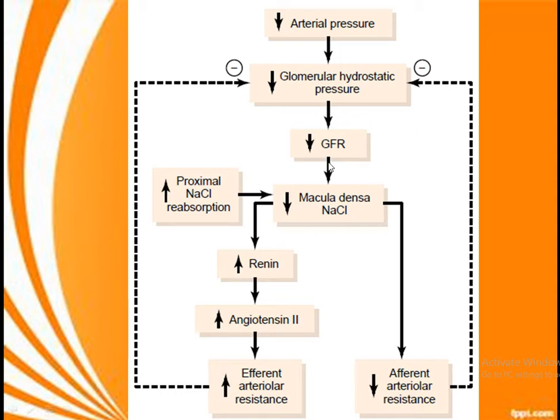Decrease in the GFR, that is the glomerular filtration rate. At this point, the initial point of the distal convoluted tubule, there is decrease in the sodium concentration. At once, the release of the renin takes place, and angiotensin 2 causes an increase in the efferent arteriolar resistance, and the story is reversed here. And also the other effect, that is the decrease in resistance of the afferent arteriole.